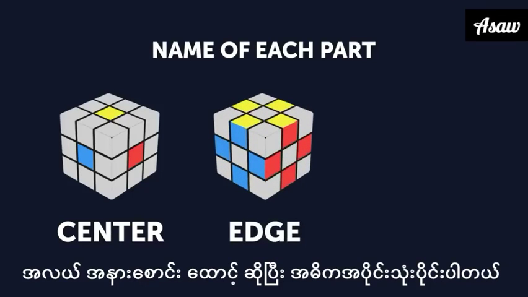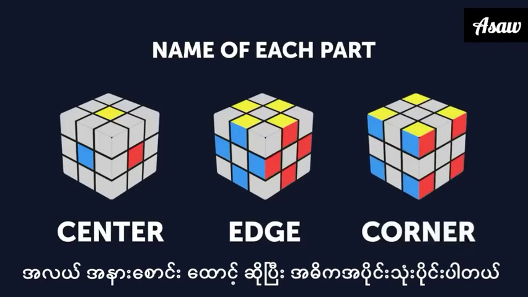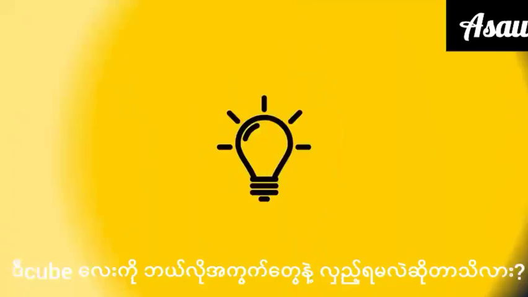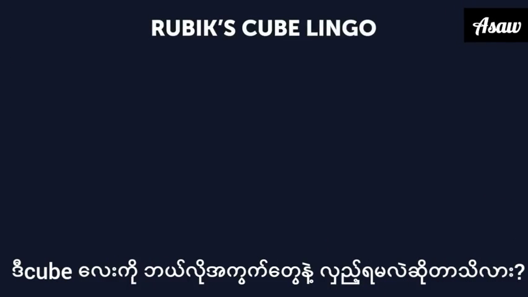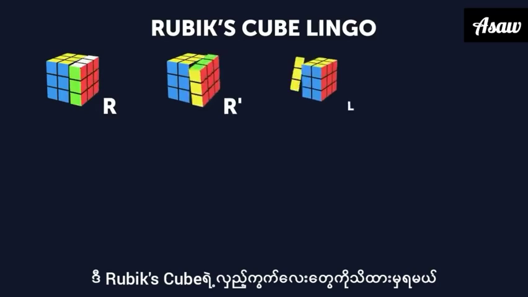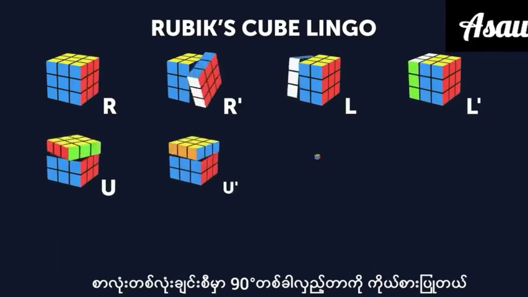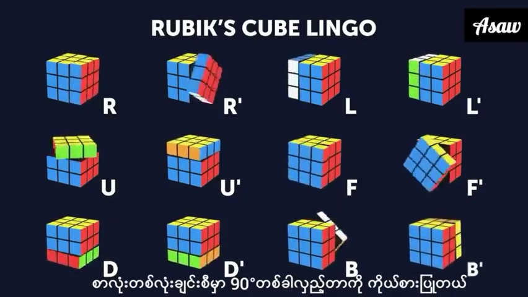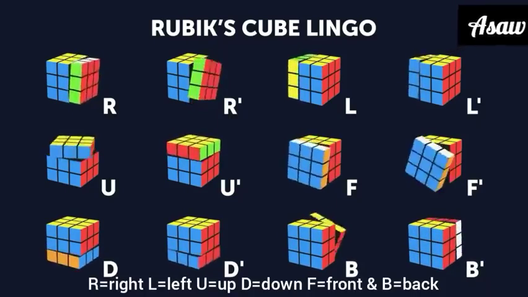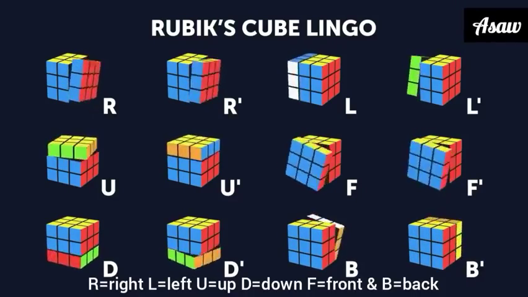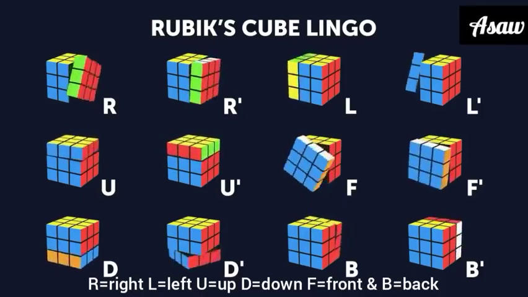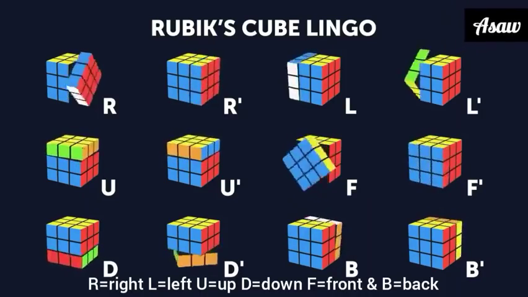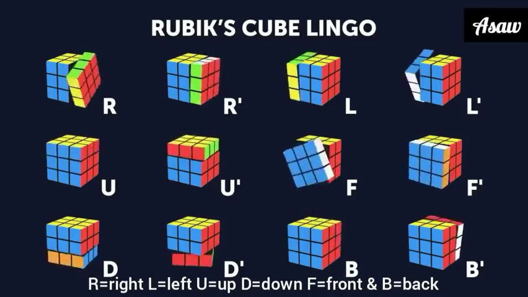It has 3 main parts: center, edge, and corner. To understand how these algorithms work, you have to learn the Rubik's Cube lingo. All moves are written down in letters that stand for one 90-degree cube rotation: R, right, L, left, U, up, D, down, F, front, and B, back.